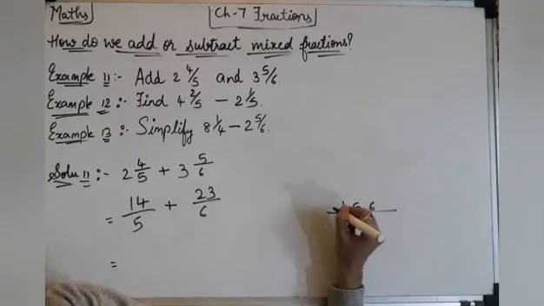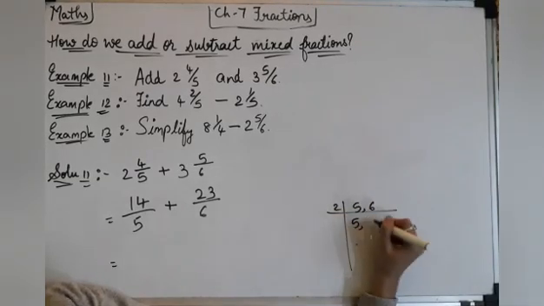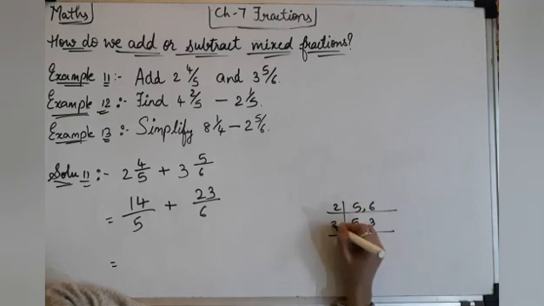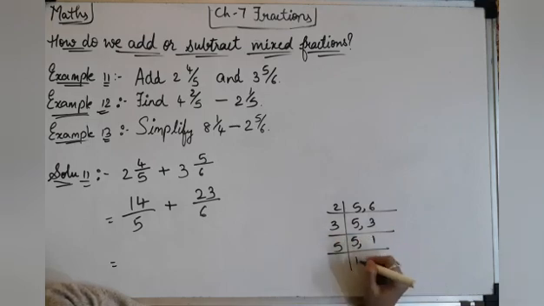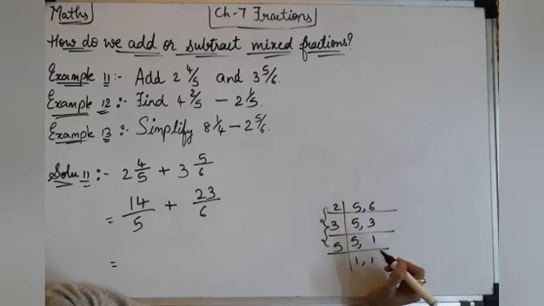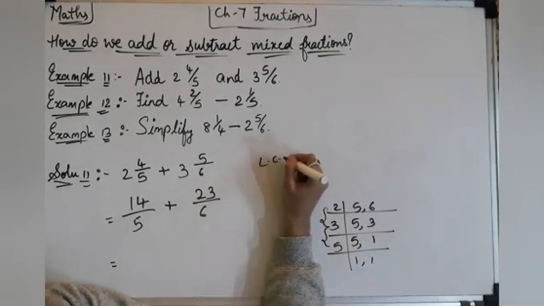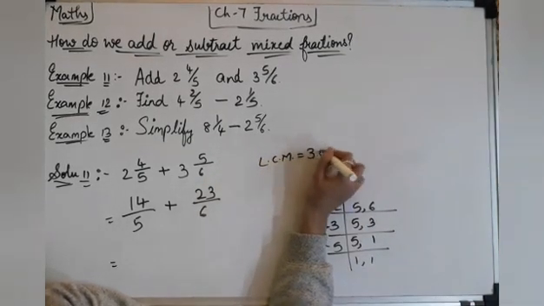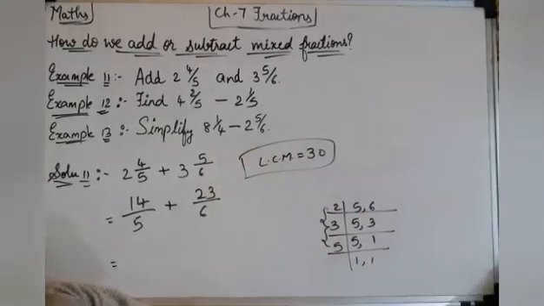5 and 6. In the 2 table, 5 is not coming. 3 2s are 6. Okay. And then in the 3 table, 5 is not coming. 3 1s are 3 and 5 1s are 5. Okay. Now we will do the multiplication. 2 3s are 6, and 6 5s are 30. So the LCM we got is 30. Okay.